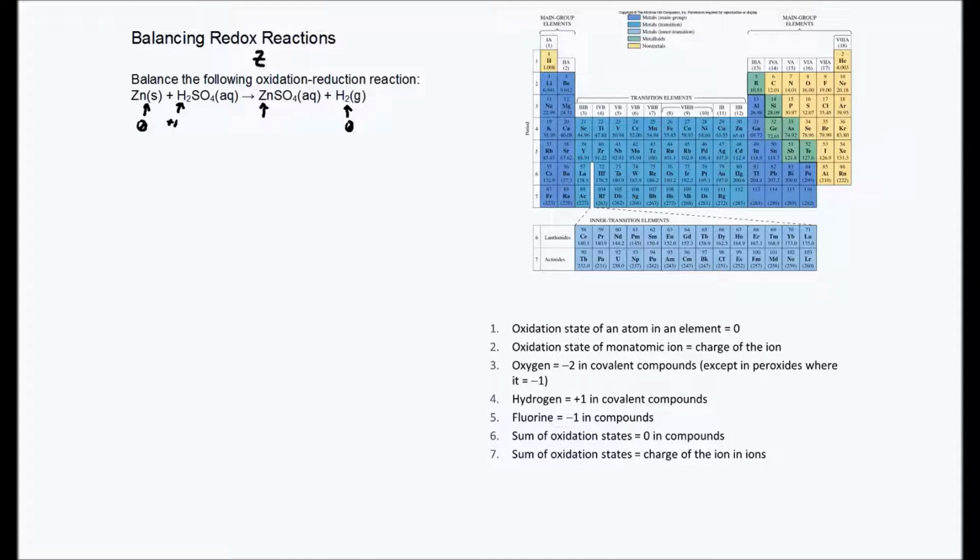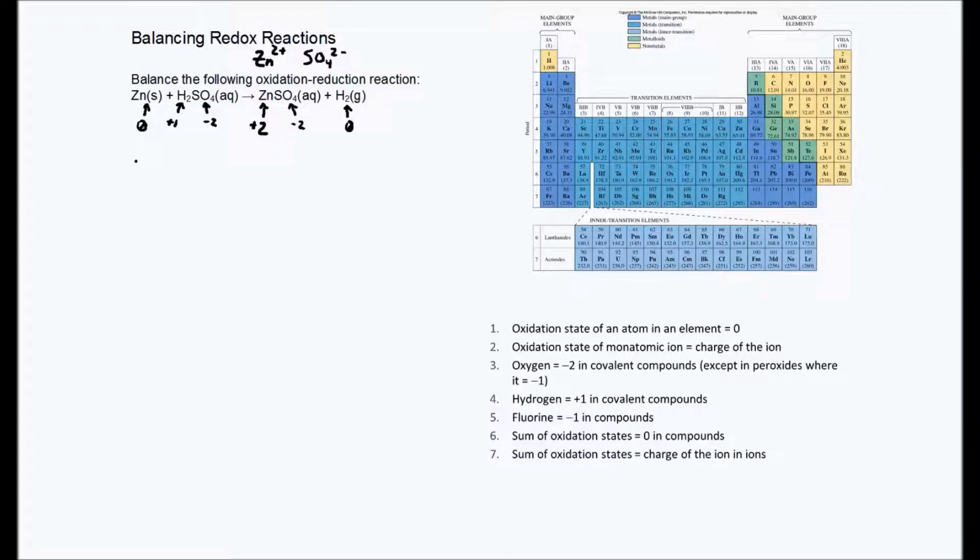This zinc in zinc sulfate also is a monatomic ion, because this is an ionic compound. So what you really have there is Zn2+ with SO4 2-. So that Zn, I now know, has a +2 oxidation state because of rule 2. So I'm really limited down to just the SO4 parts. So for SO4, I know the oxygen, based on rule 3, is -2. So really now I'm all the way down to just having to figure out the sulfurs.